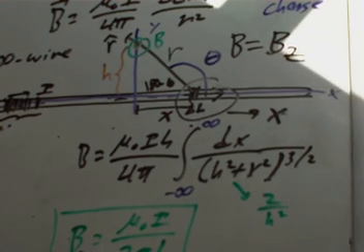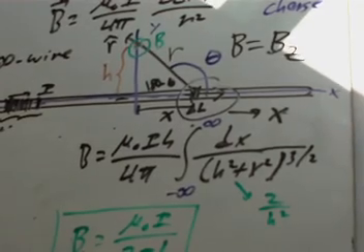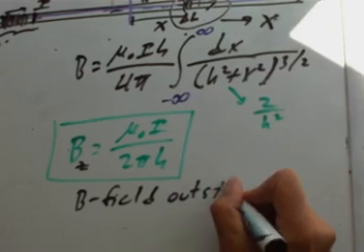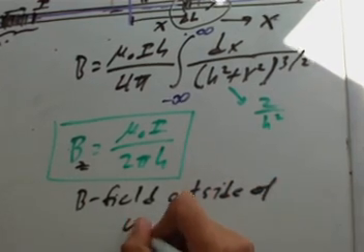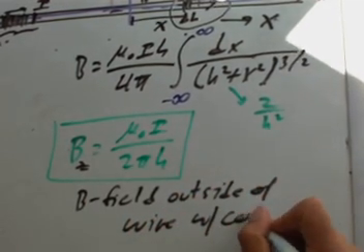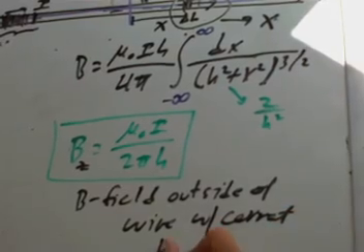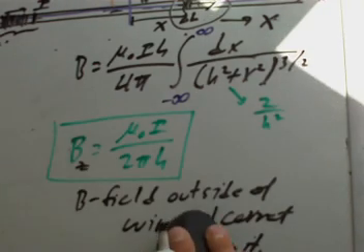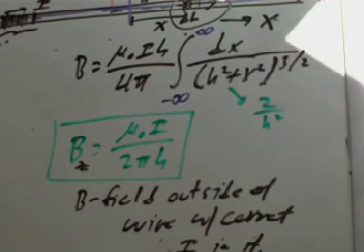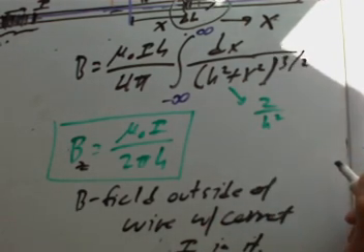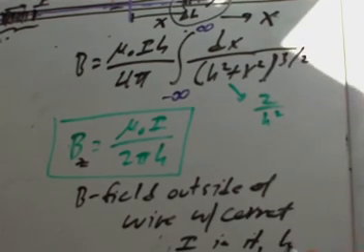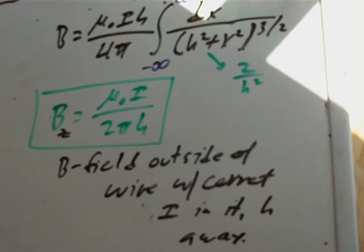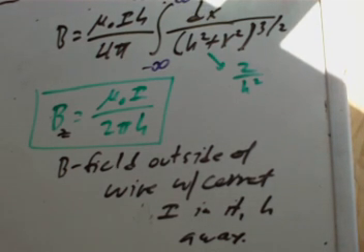It's in the z direction. This is the B field outside of a wire with current I in it. So if you have a wire that has a current I in it, let's just say h away. That's how far you are away from the wire. We've got a nice result here. This is the magnetic field that a current in a wire produces.